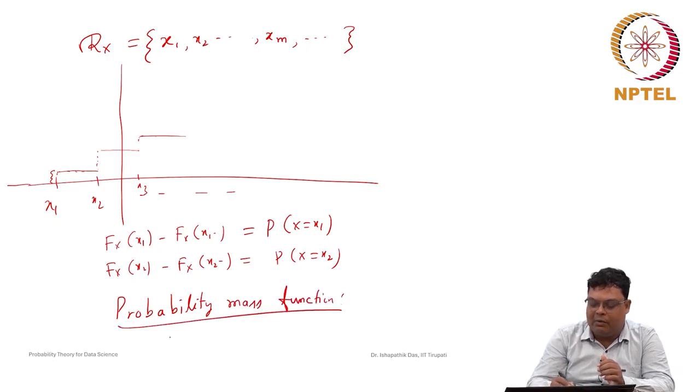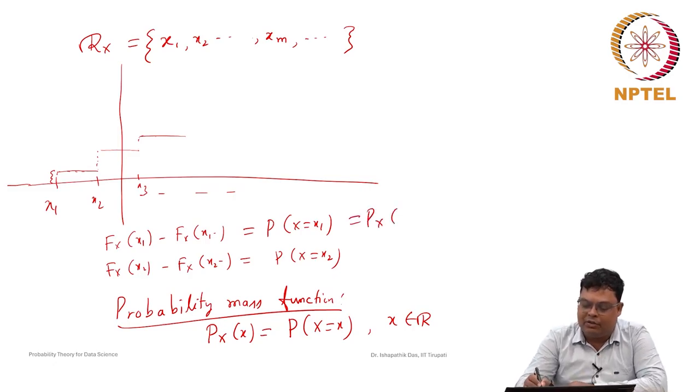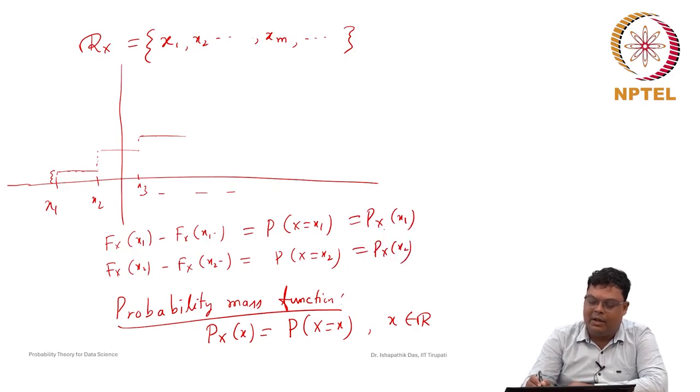So, how is the probability mass function defined? It is denoted as p_X(x), and it is nothing but the probability that X is equal to x, basically for all x belonging to the real numbers, but usually this probability will be 0 whenever x is not in the range. There are some properties of the probability mass function we will learn. Now this is p_X(x1), and this is p_X(x2). So, we can find the probability mass function from this relationship.